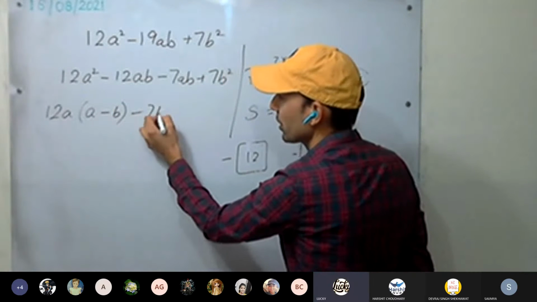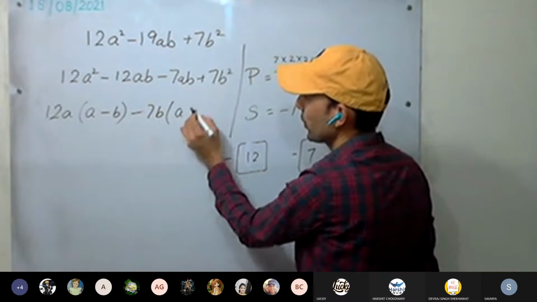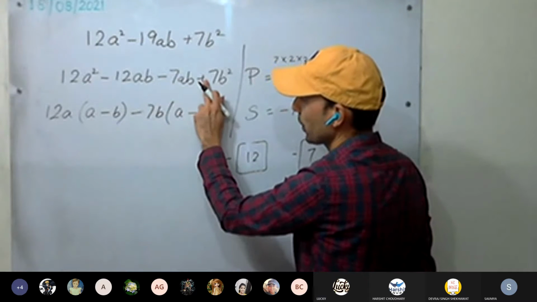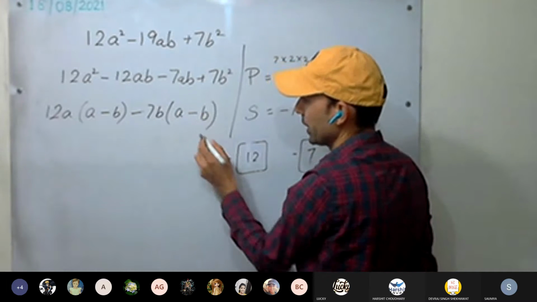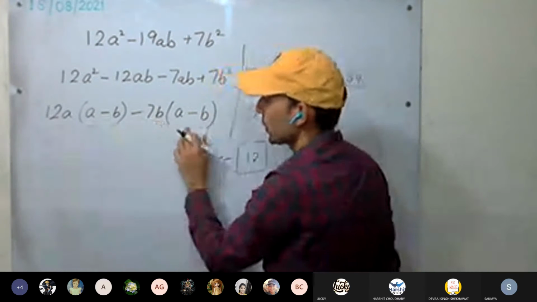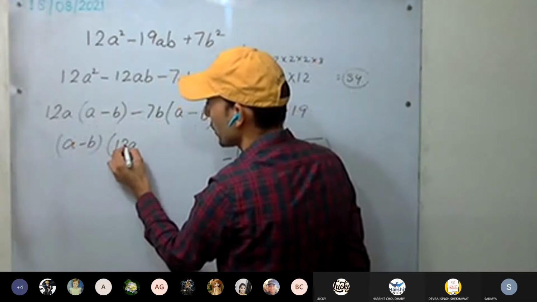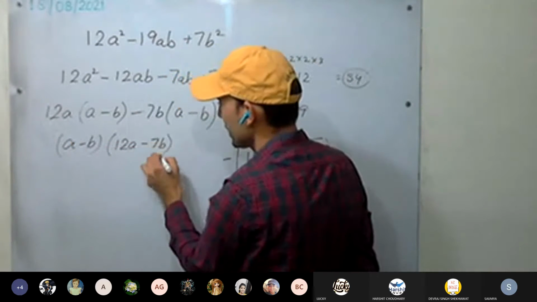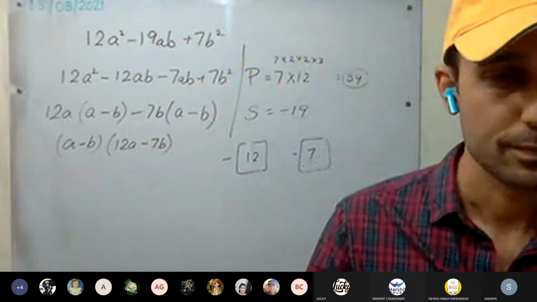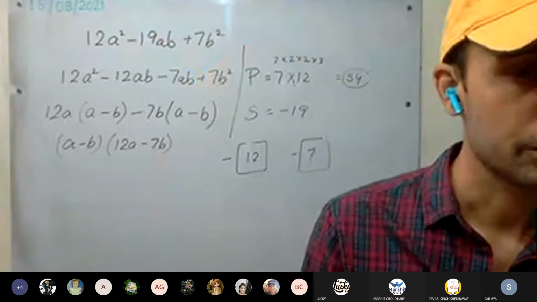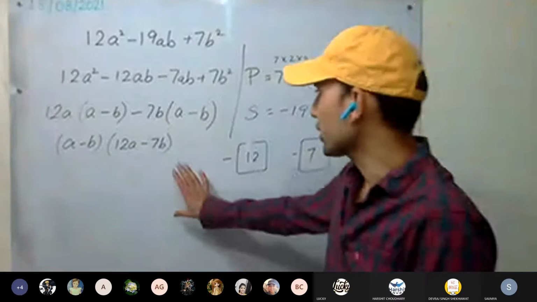Minus 7b. See, minus 7b we are taking outside. a will be here. Plus will become minus because minus we are taking, so minus minus, one minus will remain and minus b. What is common between these two terms? a minus b. So 12a minus 7b. Is this clear? Have you all understood? Yes, sir. Everyone has understood? Okay.